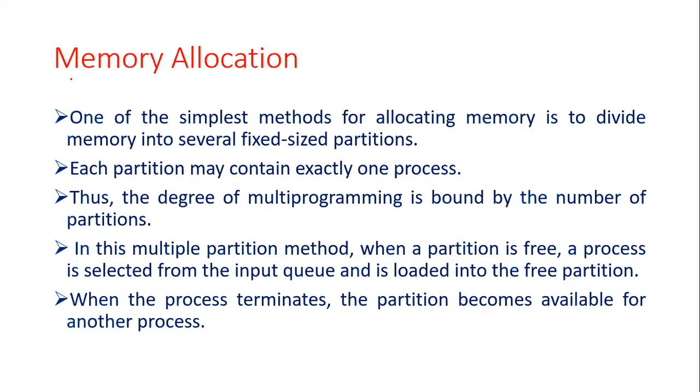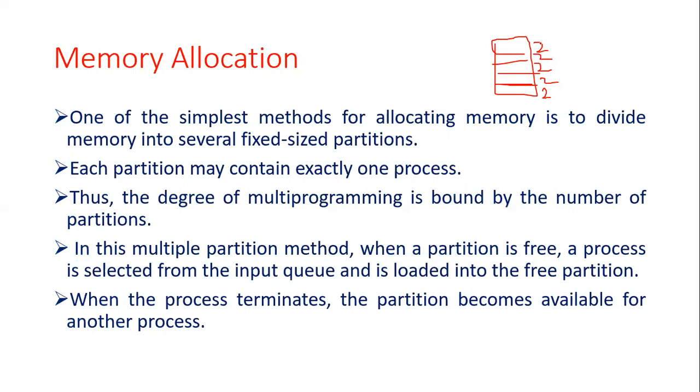In memory allocation schemes, one of the simplest methods for allocating memory is to divide memory into several fixed partitions. Several fixed partitions in the sense, if we have a memory, we have partitions, each partition of the same size. For example, if the partitions are 2 KB, all are 2 KB, right? That is the first point.